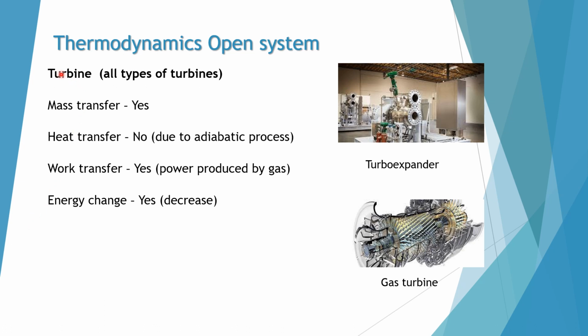Now the turbine. This is also one type of open system. This is a turbo expander. This is a gas turbine. So mass transfer, yes, there is a mass transfer in a turbine. Heat transfer, no, because of the isentropic or adiabatic process. Work transfer, yes. Power is delivered by the gas. So yes, there is a work transfer. Energy change, yes. Enthalpy decreases. So yes, there is a change in energy in the case of a turbine.